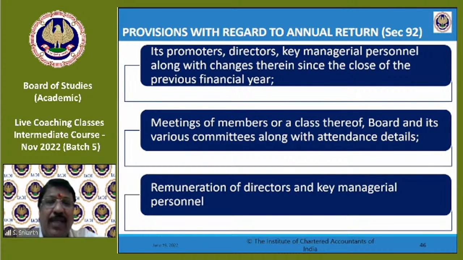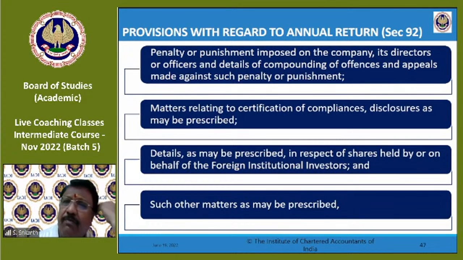Details of promoters, directors, key managerial personnel. Details of the meetings of members, board, how many meetings were held, etc. The format is MGT-7. Remuneration of directors should be given. Any penalty or punishment which was imposed on this company should be disclosed. And if you have gone for any compounding, that should be disclosed. If any appeals have been made against such penalty, should be disclosed.